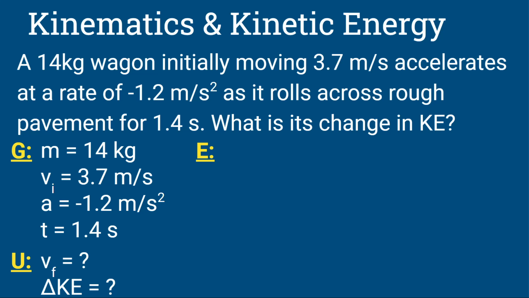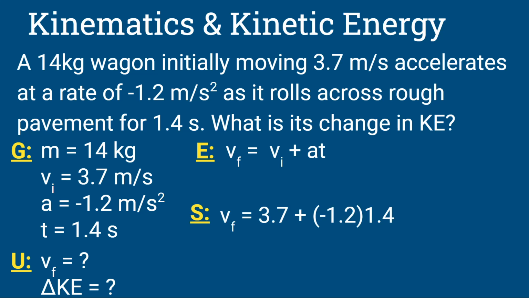The very first equation on my board, you're absolutely right, Austin. VF equals VI plus A times T. I got to use a kinematic equation this time. I told you these are all fair game. So now we're going to use a kinematic equation, specifically this one. VF equals VI plus A times T. Substituting in, that looks like this. VF equals 3.7, that's VI, plus negative 1.2, that's A, times 1.4, that's T.